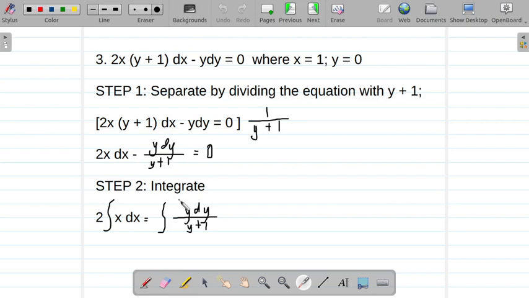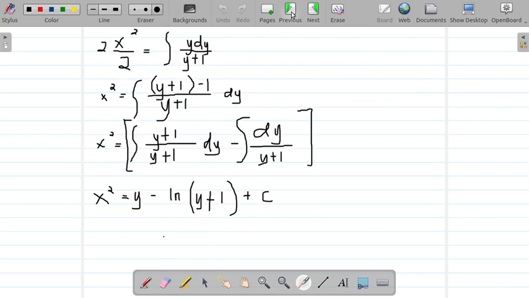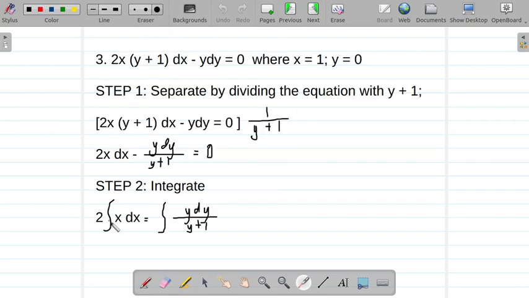Next step is integrate. So, this equation can be written as 2x dx is equals to y dy over y plus 1. Then, 2 is a constant, so we take it out. 2 integral of x dx is equals to integral of y dy over y plus 1. So, next is integration.